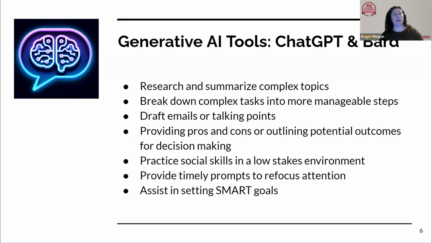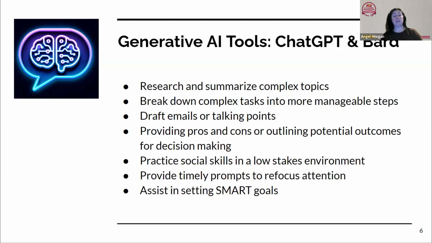So tools like OpenAI's ChatGPT and Google's Bard offer a range of features that are particularly beneficial for neurodiverse students. These tools can assist in researching and summarizing complex topics, making it easier for students to grasp and retain information. They also excel at breaking down intricate tasks into more manageable steps, aiding in task completion and focus. For communication needs, AI platforms can help draft emails, create talking points for presentations or meetings, thereby actually enhancing effective communication.